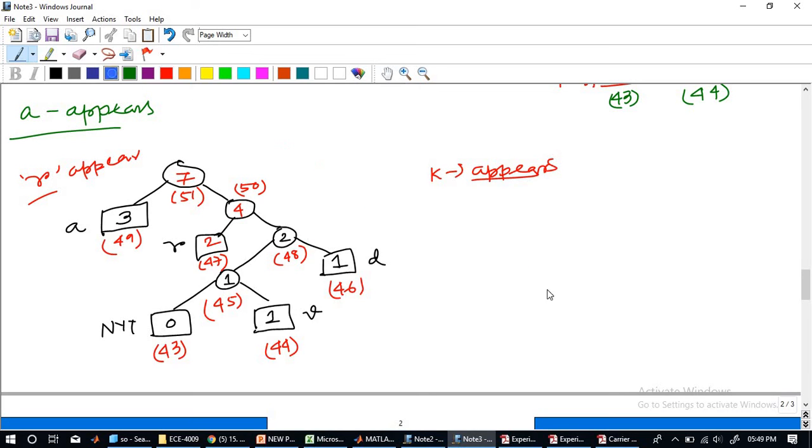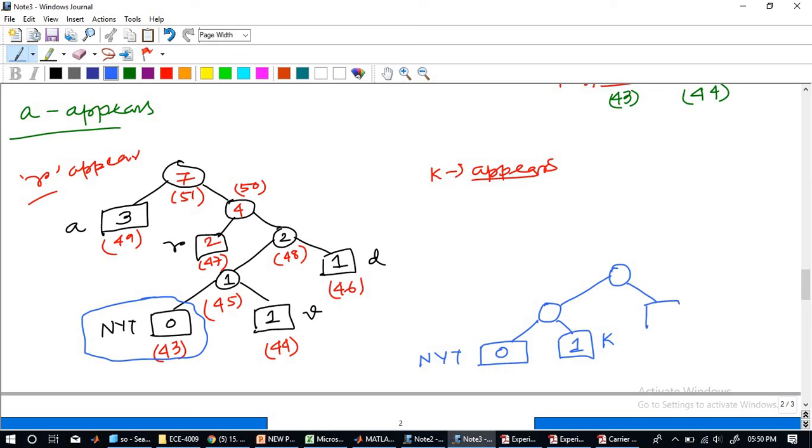I'll start from the end. So NYT 0. This is K, which naturally will be 1 because it has appeared for the first time. So we have broken down this half. Okay. So from here we will have some box, and we will have V over here. Okay. Then we have some box over here. We will have another D over here. Again, the node weight we are not writing because it will update itself.